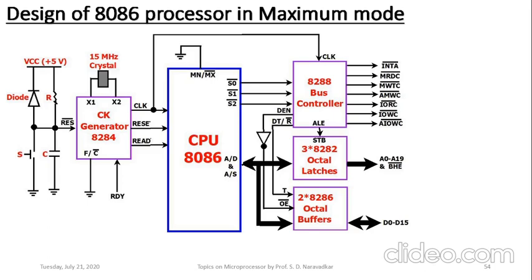And that way, on the extreme right of that maximum mode design, at the top will be a set of control signals. Middle will be the demultiplexed address bus A0 to A19, and at the bottom will be buffered data bus D0 to D15. So that way three sets of buses are generated.